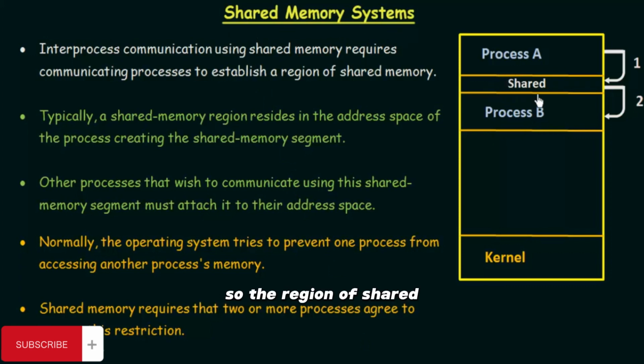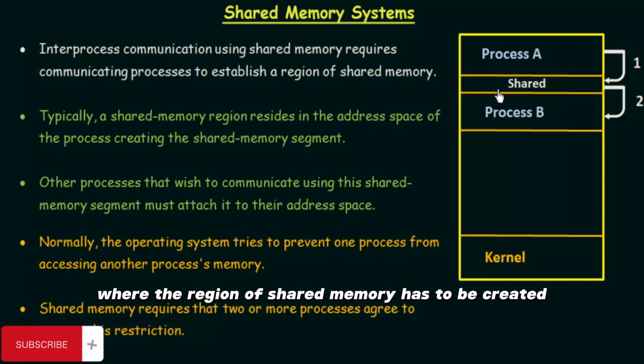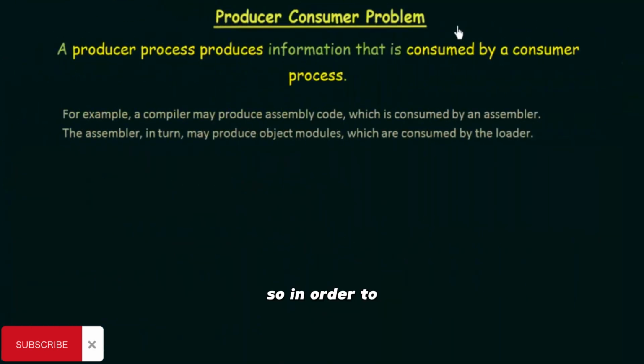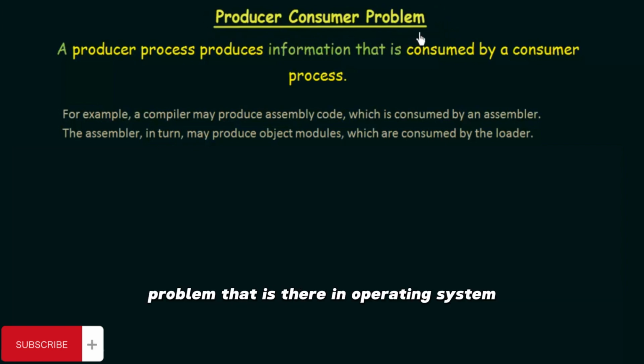The region of shared memory is created by the process initiating the communication. And remember that the operating system itself does not interfere in creating the region of shared memory. Where the region of shared memory has to be created is decided by the processes that are going to communicate with each other. In order to understand this shared memory concept, we can take the example of the producer-consumer problem. This is a classical problem in operating systems.